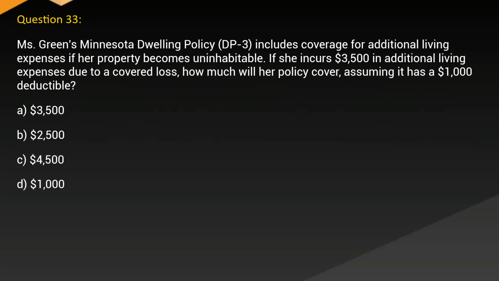Question 33. Ms. Green's Minnesota dwelling policy, DP-3, includes coverage for additional living expenses if her property becomes uninhabitable. If she incurs $3,500 in additional living expenses due to a covered loss, how much will her policy cover, assuming it has a $1,000 deductible? A. $3,500. B. $2,500. C. $4,500. D. $1,000.